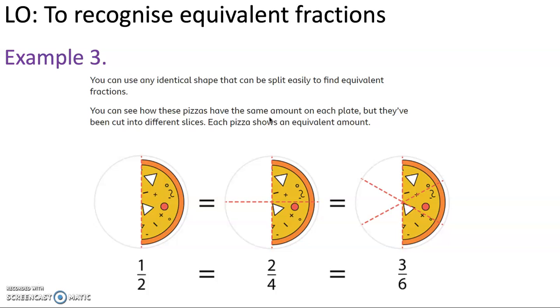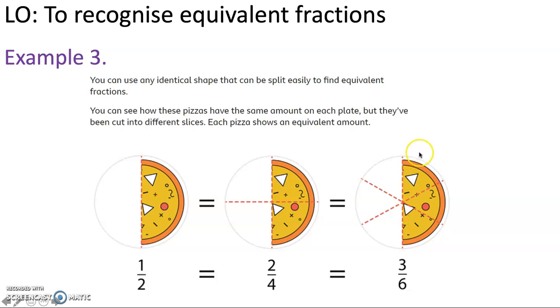Here I have got an identical shape that can be split easily to find equivalent fractions. You can see how these pizzas have the same amount on each plate, but they've been cut into different slices. Each pizza shows an equivalent amount. So I've got a half pizza here. Here it is the same as having half a pizza, but I have cut it into 2 slices out of 4. So 2/4 is the same as 1/2.